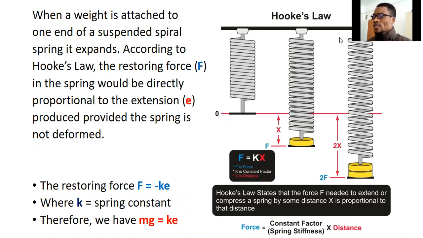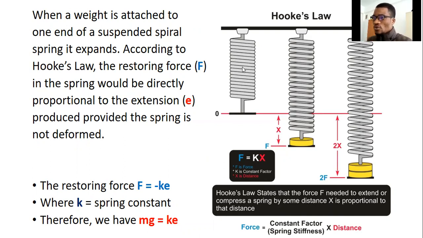The restoring force F is given as minus ke, where k is the spring constant, and therefore we have mg equal to ke. So take note of this simple equation or formula. We are going to make use of it later in our calculation. Let me briefly show you in a diagram.